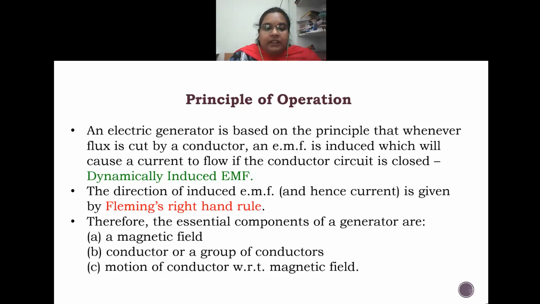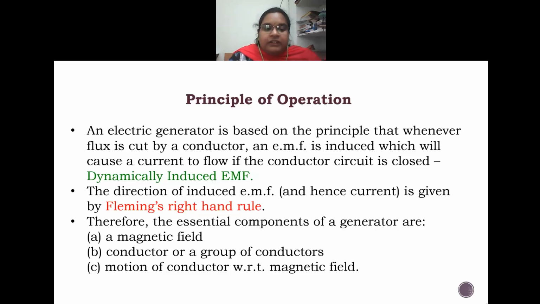So the basic thing is we need a magnetic field, and again we need a conductor, so that we can change the magnetic field of the conductor and then an EMF will be produced in the conductor. We need a conductor, or a bunch of conductors. If we have only one conductor, some EMF will be generated, but if we have a bunch of conductors, then a lot of EMF can be generated.